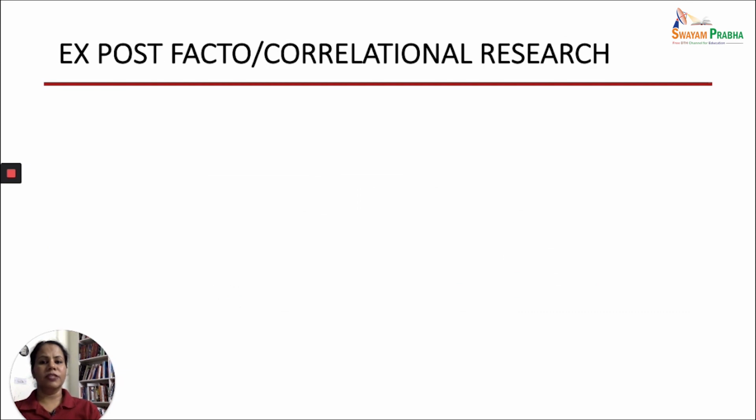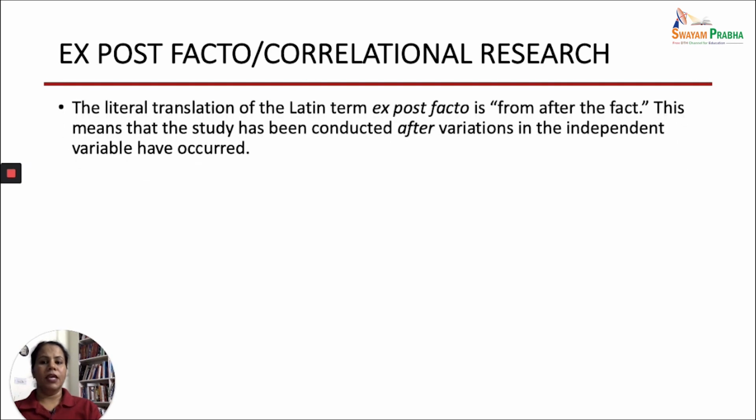First one is correlational design, or we can also call it ex post facto design. This ex post facto is a Latin term. So it means from after the fact. So from after the fact means once the fact has occurred or the phenomena has occurred, after that we try to study. So this means that the study has been conducted after the variation in the independent variable has occurred. So once the independent variable variation has already occurred, then we start studying the phenomena.